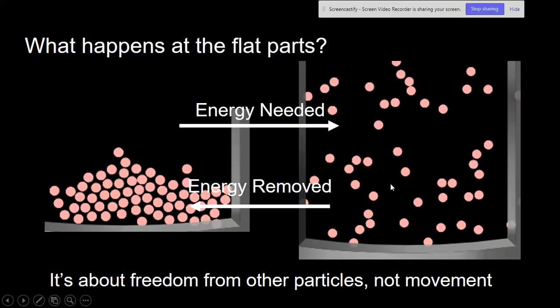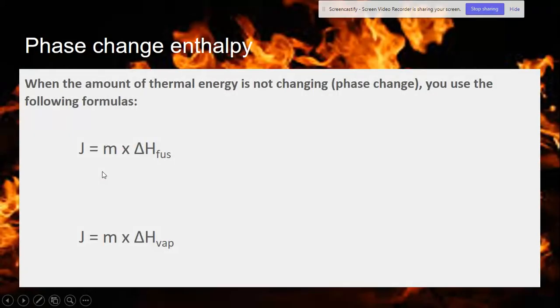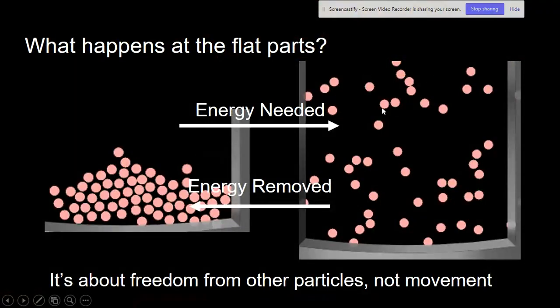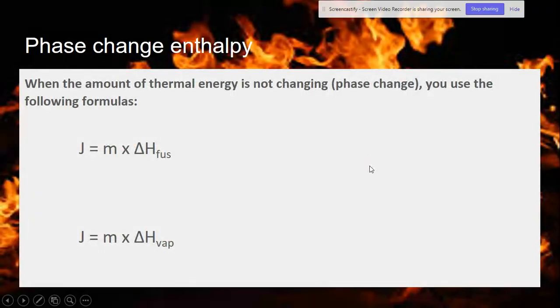And the same thing happens when liquid becomes gas. These particles are now having enough energy to go into a higher part of the flask or the container, and in doing so, that's a greater degree of freedom.